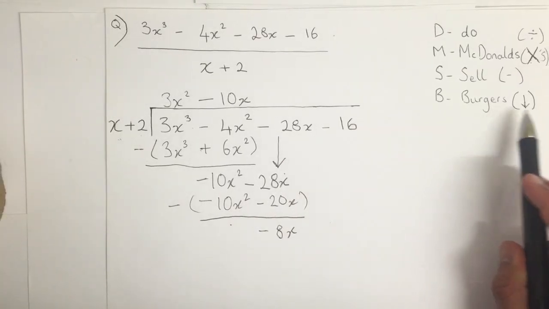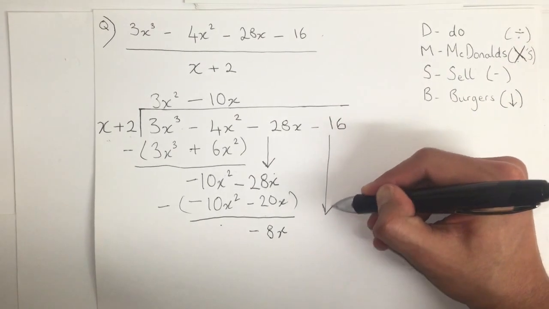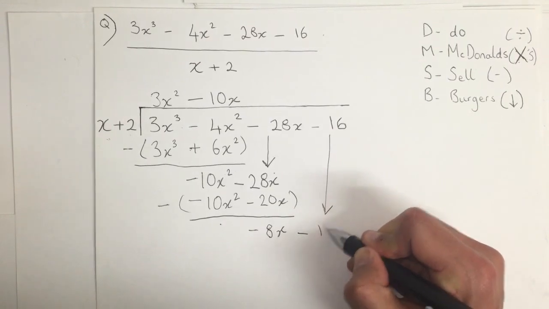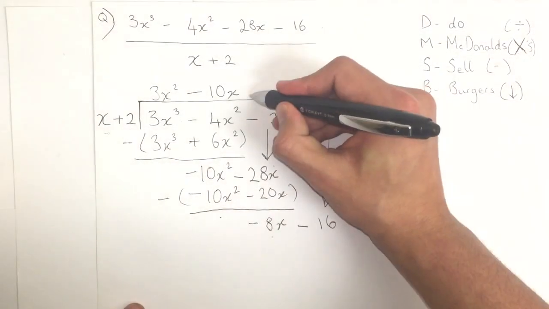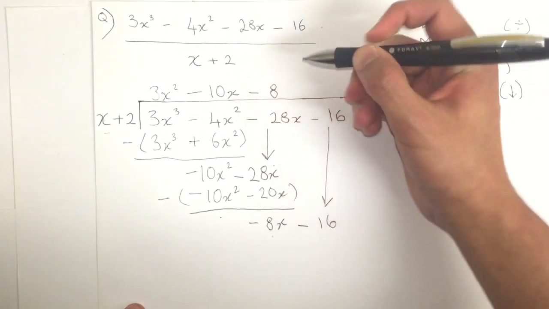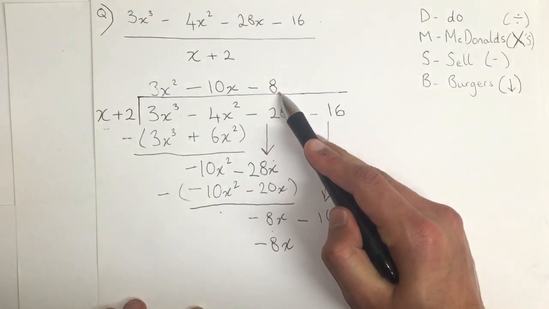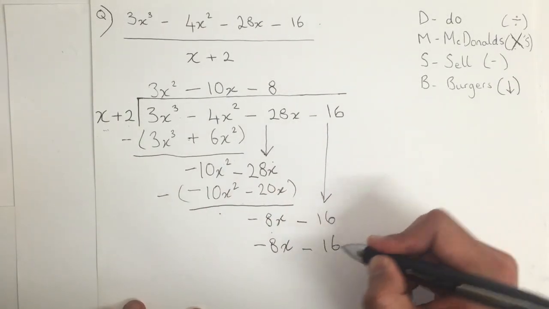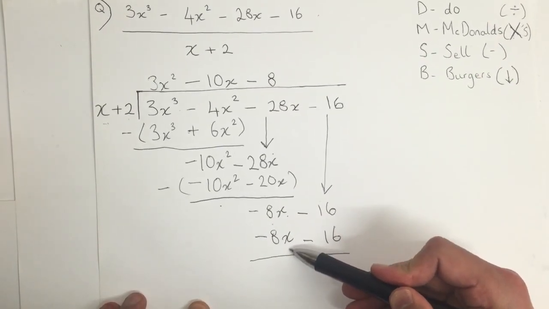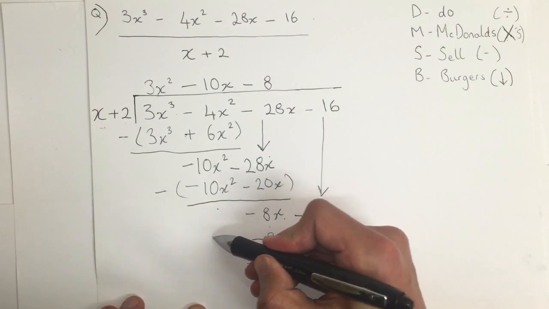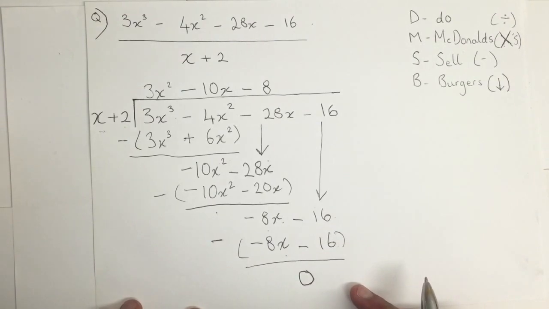And then again guys, we use the bringing down method. So this minus 16, if I just draw an arrow here, we just put it like that. And then we start over again. Minus 8x divided by x equals minus 8. Minus 8 times x, minus 8x. And minus 8 times 2 is minus 16. The minus 8x and this 8x will cancel, and so will the 16s, because remember guys, you're taking away, so the answer will be 0. And there are no remainders.